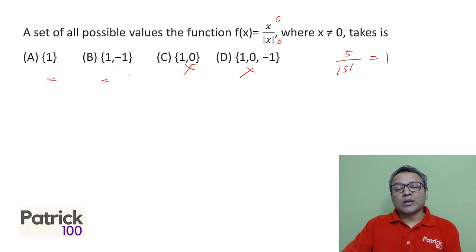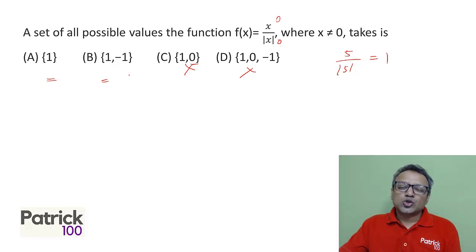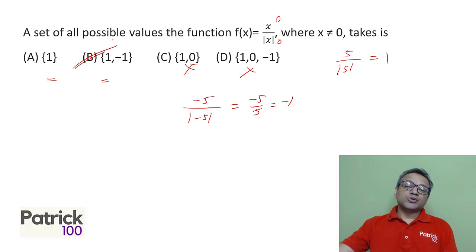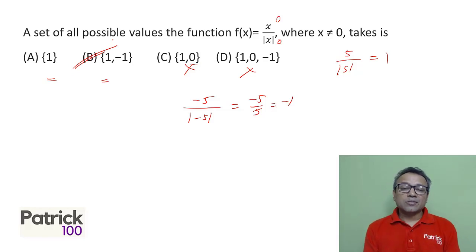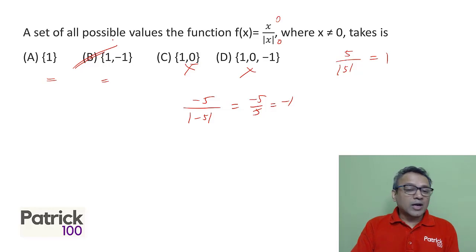Now for minus 1. Whenever values are given to you and it doesn't say that they cannot be negative, always check for negative values. Students normally ignore negative values. So let me put minus 5 and check. If I put minus 5 upon mod of minus 5, you get minus 5 upon 5, which is minus 1. So you can make out even minus 1 is possible. So option B, both plus and minus 1 are possible. That's the answer. So always check for negative values as well as positive values. Unless it's mentioned x has to be positive, do check for both kinds of values.